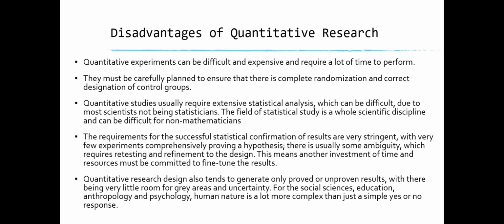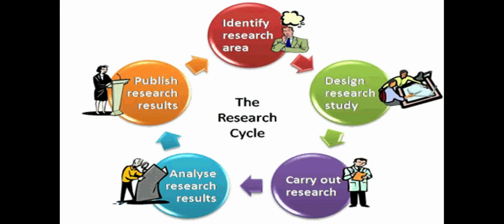And quantitative research design also tends to generate only proved or unproven results, with very little room for gray areas and uncertainty, unlike in qualitative. For social sciences, education, anthropology, and psychology, human nature is a lot more complex than just a simple yes or no response. Now, to conduct your methodology, we can follow the research cycle: identify the research area, design the research study. That's the part where we do the methodology, the green part there. Then you conduct the research, then analyze the results, and publish your research.